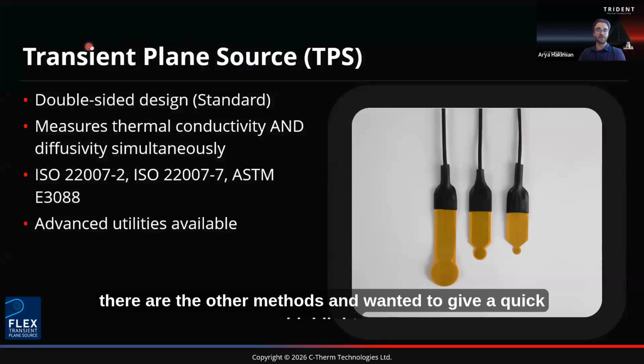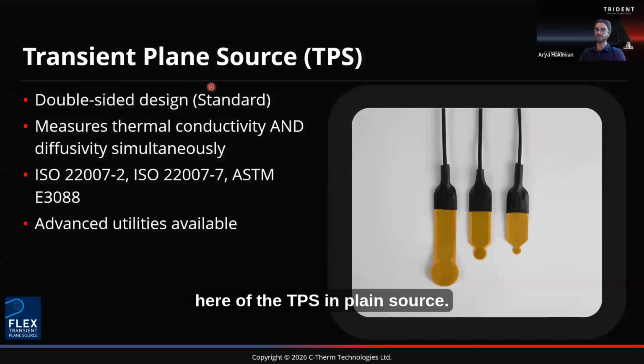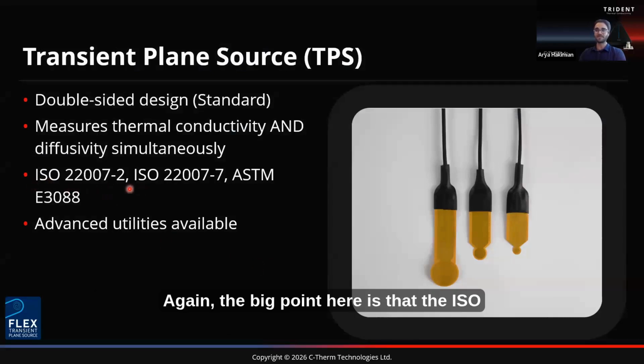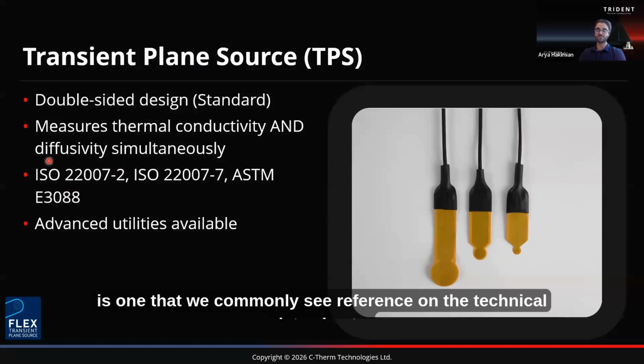Now, of course, there are the other methods, and I wanted to give a quick highlight here of the TPS, or transient plane source. So this is quite a different style sensor. It's a double-sided design. It measures conductivity and also thermal diffusivity. Again, the big point here is that the ISO is one that we commonly see referenced on the technical data sheets.